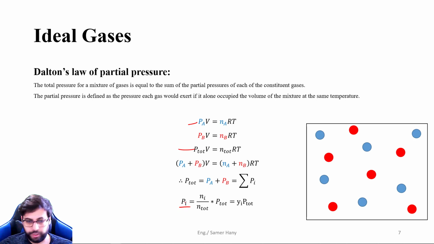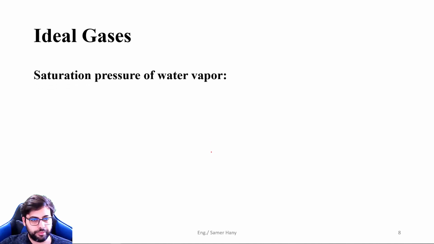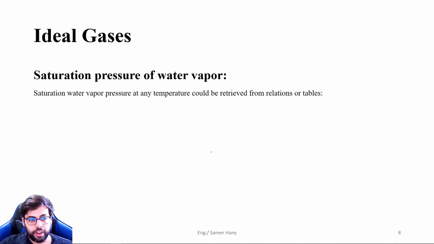So we have P for any component over the total pressure is the number of moles for that particular component over the total number of moles. Or the partial pressure for any component is just the molar ratio, which is Y, molar fraction or molar ratio for that gas inside the mixture, times the total pressure to get only the partial pressure for that gas. Right? Okay.